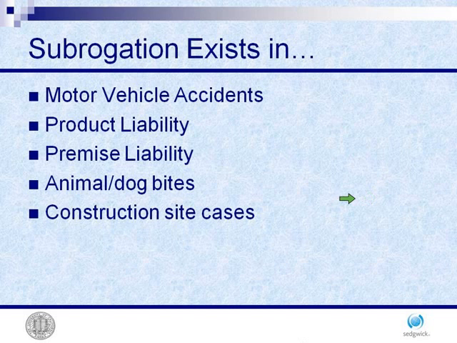Where does subrogation exist? It exists when there's a motor vehicle accident. It can exist with a product liability case, premise liability, slip and falls, animal and dog bites, and construction cases.